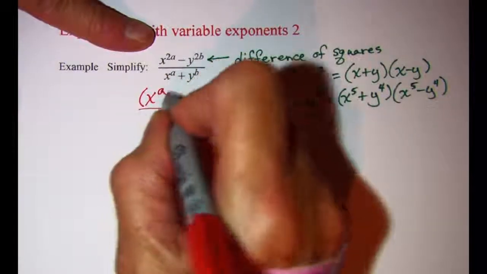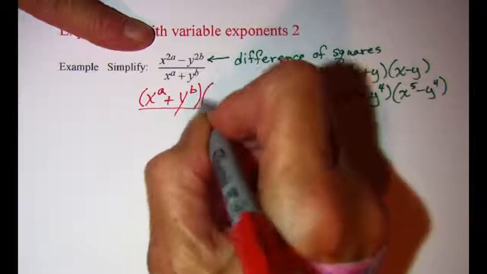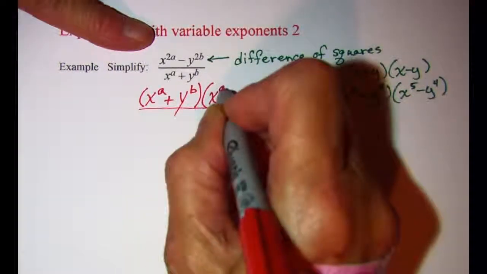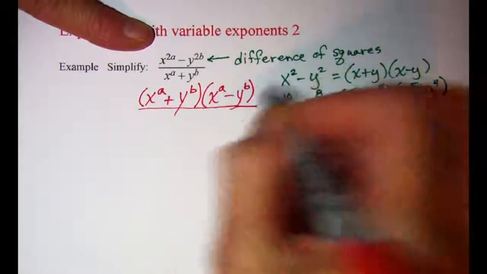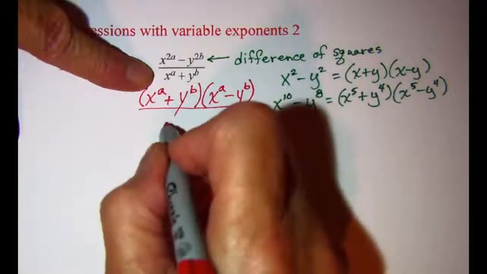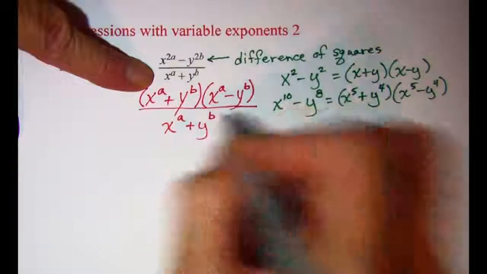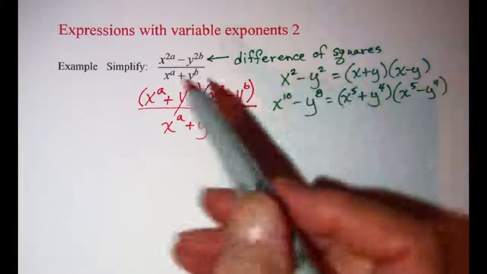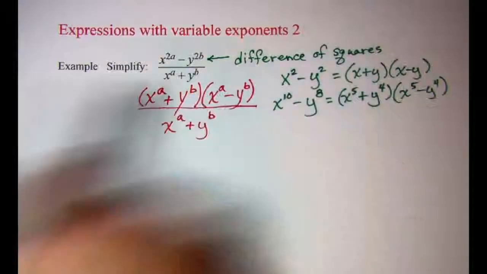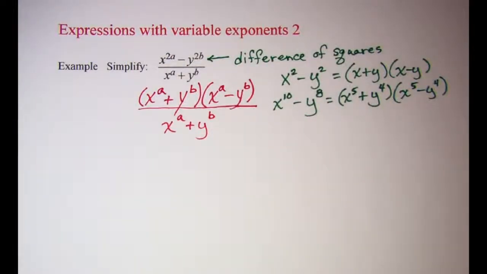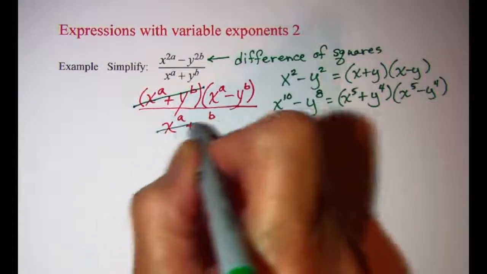So x to the a plus y to the b multiplied by x to the a minus y to the b. And that's over x to the a plus y to the b. Now if you'll notice, I have a binomial, the whole thing, x to the a plus y to the b. This whole binomial will cancel.